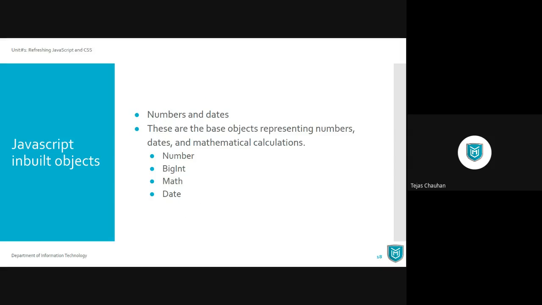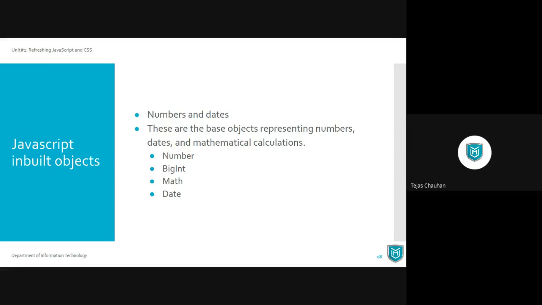Then there are numbers and dates and those objects also. There is a number object which defines a number. If you want to have a big integer, then there is a big integer object. You have also the math object, just like the math.random function. If you want to generate a random number, then you can use the math object and use the random method of the math object to generate random numbers. Even the math object gives you a number of other things, like if you want to have a log calculation to the base e, to the base 2, to the base 10.